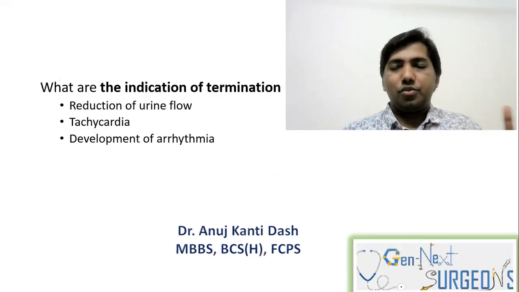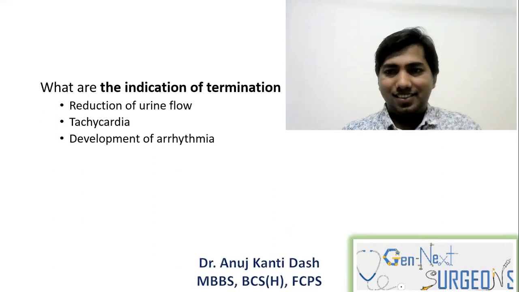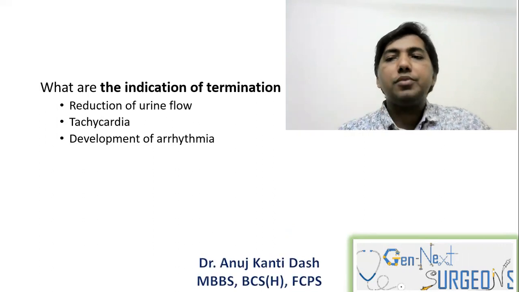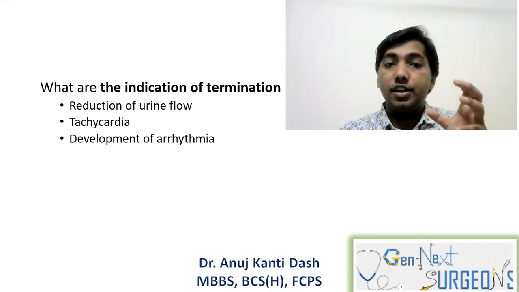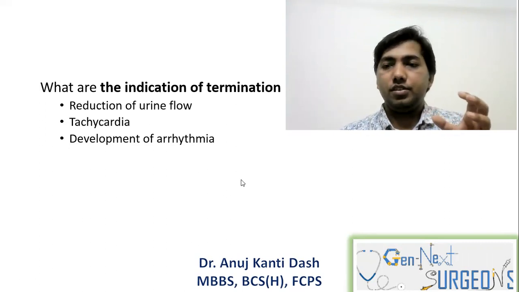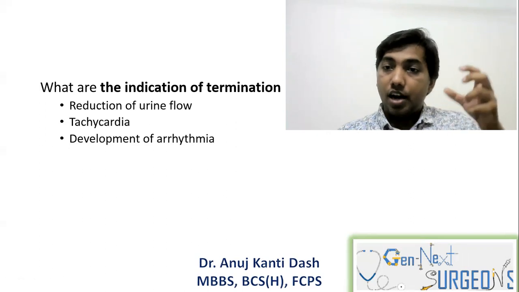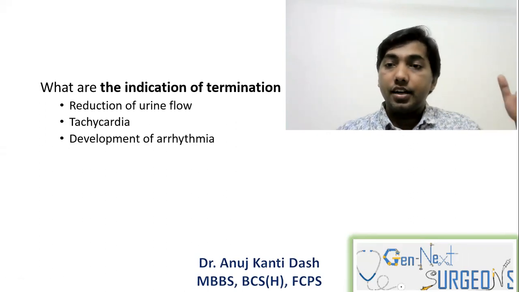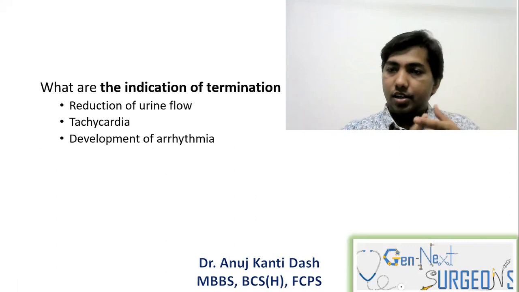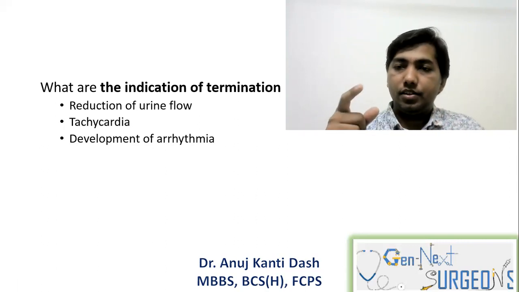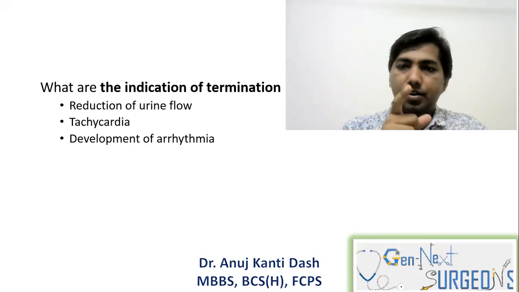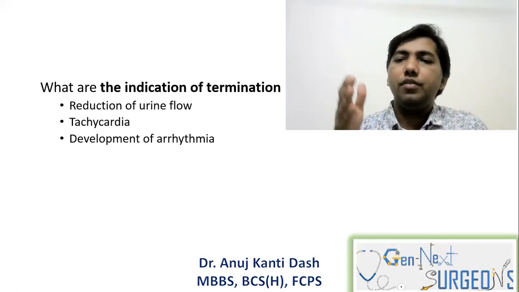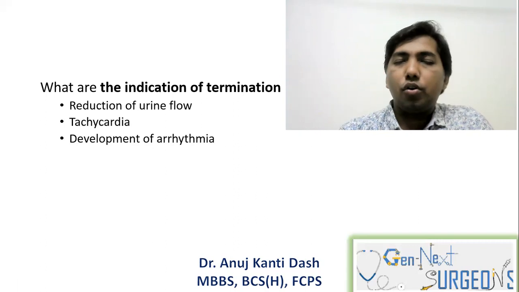And I have told you previously that we have to terminate. Okay. So what are the indications of termination of vasopressor inotropes? That is reduction of urine flow, which means the patient is developing renal hypoperfusion, and tachycardia. That beta 1 activity is acting, it causes increased heart rate and development of arrhythmia. These are the indications of termination of inotrope or vasopressor.